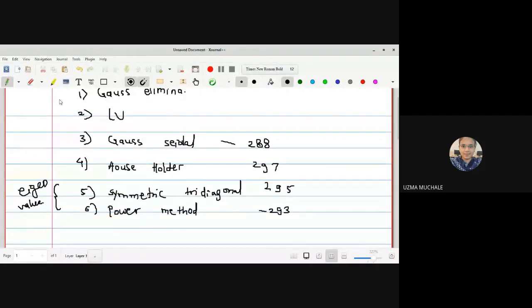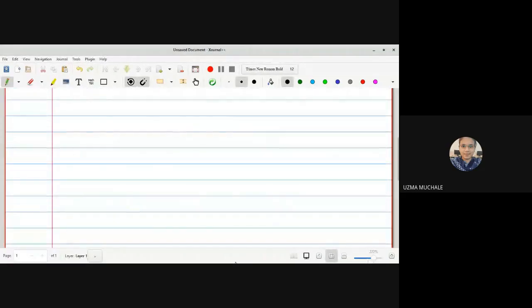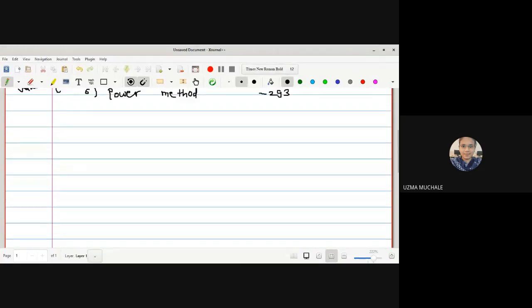So the first two we have already covered. Now let us go for the next one, that is Gauss-Seidel method. In this Gauss-Seidel method, we are again going to solve the system of linear equations. Suppose again we are having an n cross n matrix type. That means we are having n equations and n unknowns.